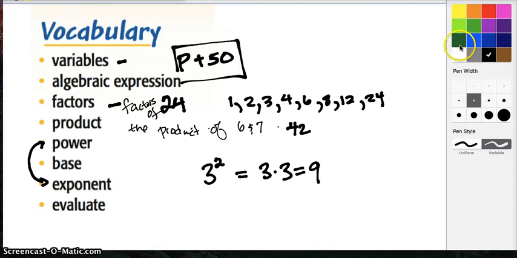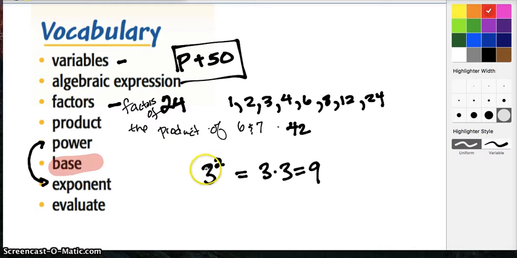The next term that we should talk about is base. And the word base, let me get a highlighter here, refers to the number 3 in this expression. So this expression, 3 to the second power, is 3 times 3, and the base of it is 3, and the power, or the exponent, refers to the number 2. Let me use my highlighter to show that a little bit better.